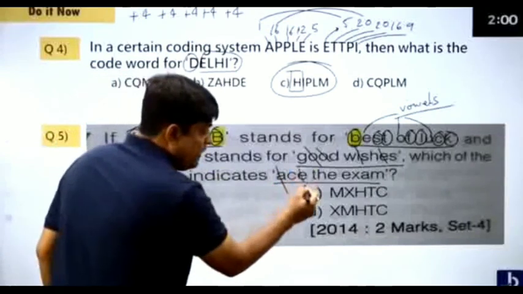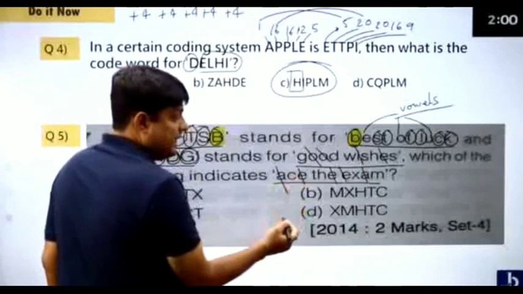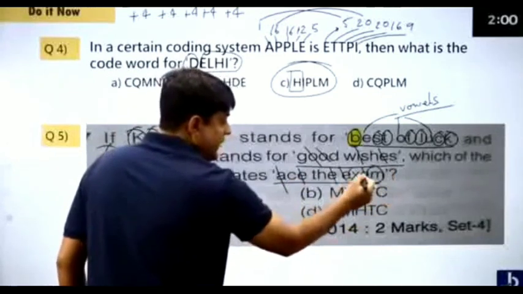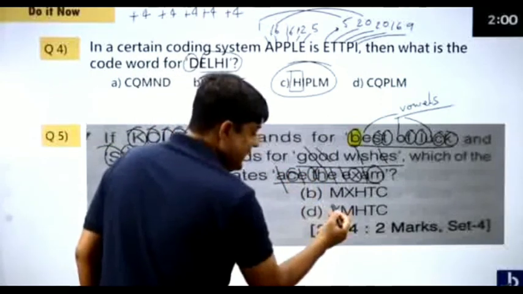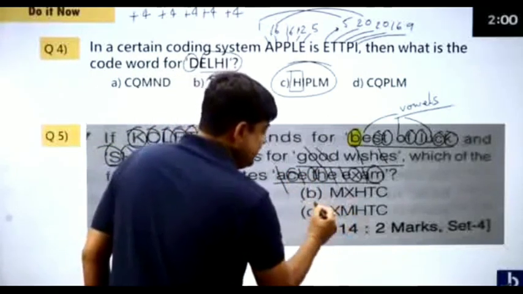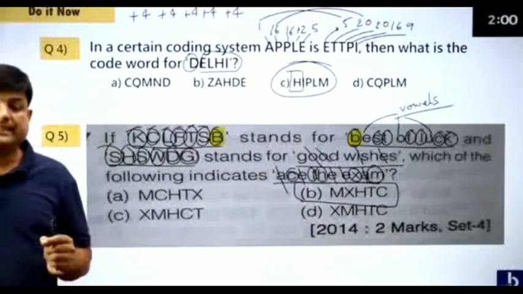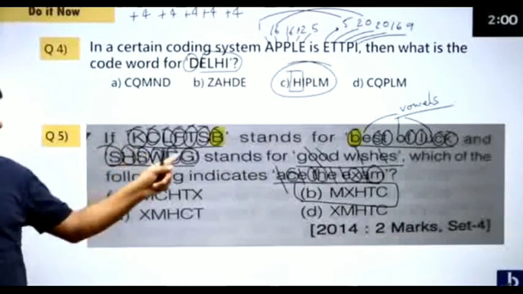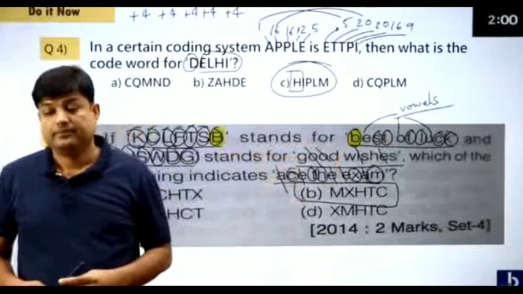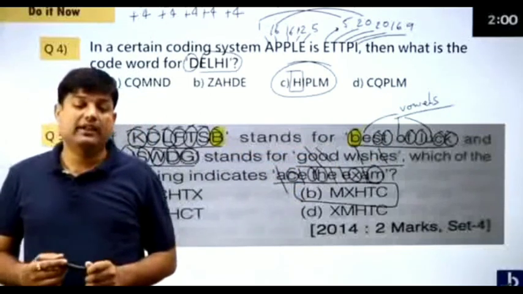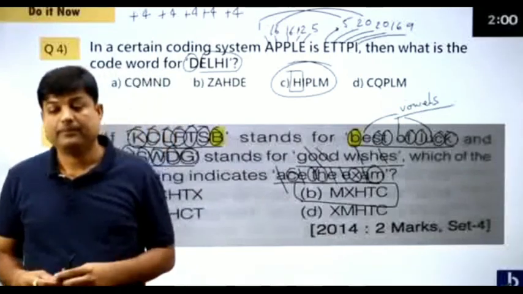Vowel you remove, vowel remove. Now, from the back end, you have to come. What's that? M, X, T, H, C. This is the answer. Understood, everybody? So, this is an arrangement model. Arrange all the letters from the given statement and go something like this. Samajh mein aa raha hai? Say yes or no.